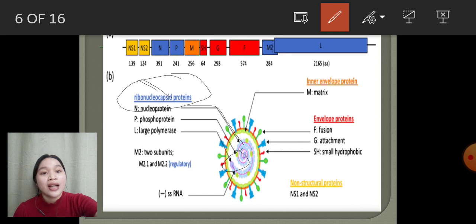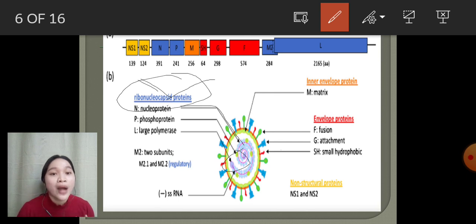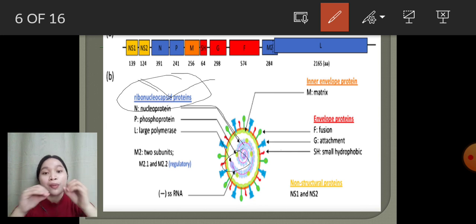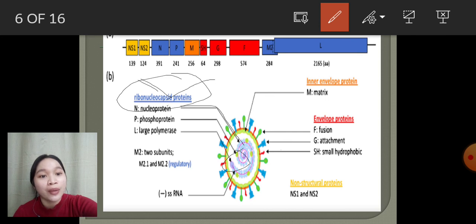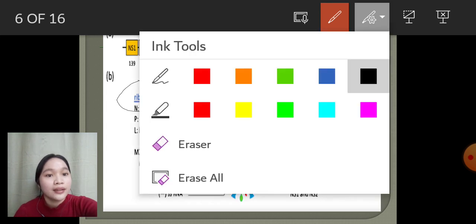So, tinatawag siyang ribonucleocapsid proteins. Kung mapapansin nyo, para siyang ribosomes. As we talked on our DNA, mayroon siyang ribosomes. These ribonucleocapsid proteins, yung mga maliliit na ribosomes, are bound together. These ribonucleocapsid proteins bind together to protect the RNA chain. Yung RNA natin dyan, yung parang nagko-coil na red.